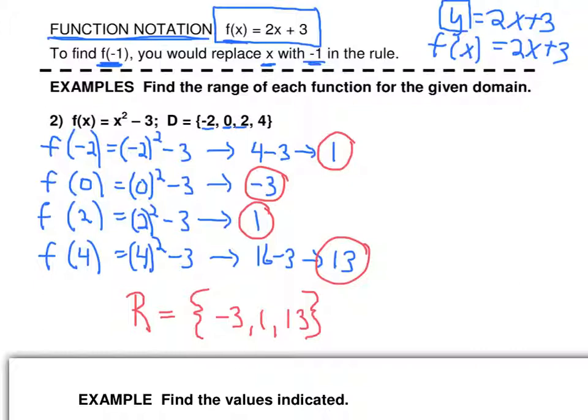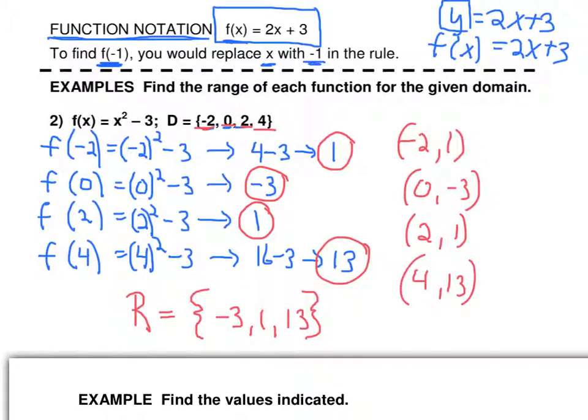So the ordered pairs that you would get from this function also would be, first you start with negative 2. What did you get as your output for negative 2? You got 1, so that's an ordered pair. And then what did you get when you put 0 in? 0, you got negative 3. And then when you put in 2, and then when you put in 4. So these ordered pairs also represent that function.